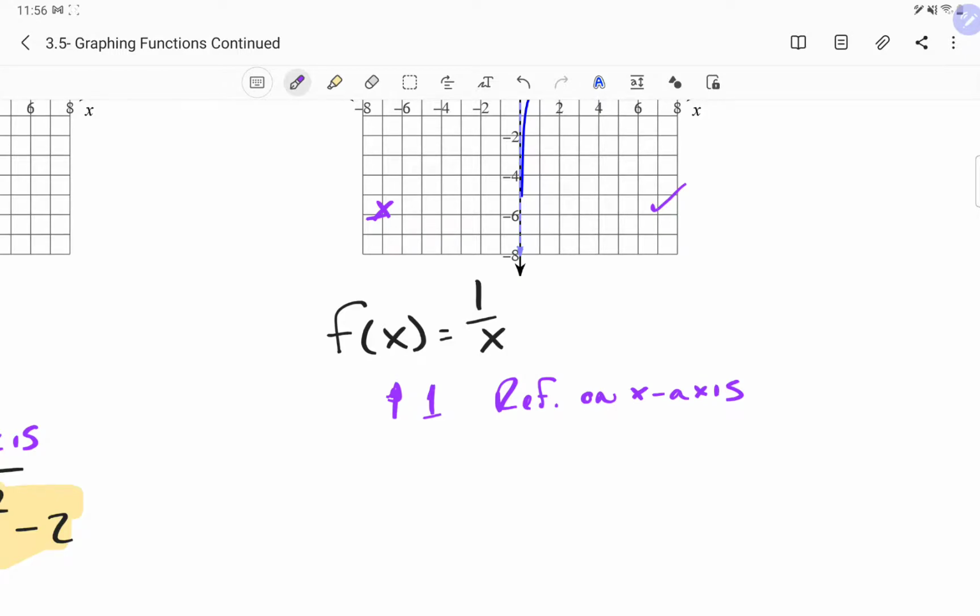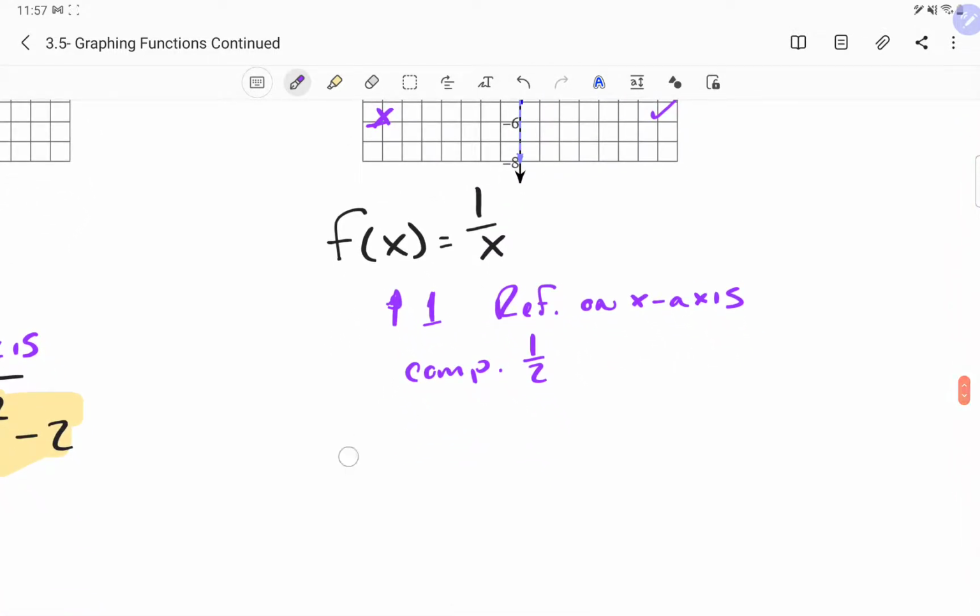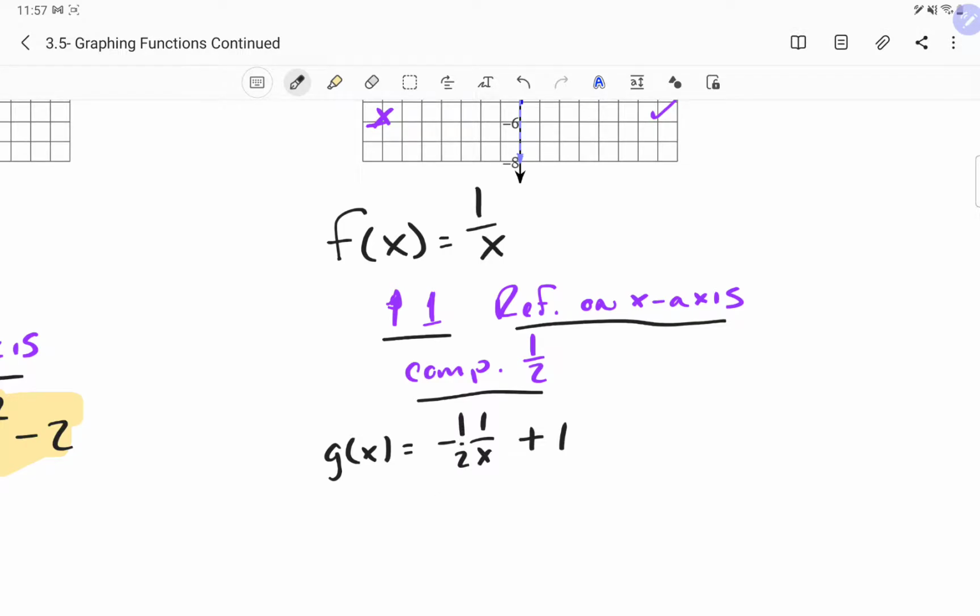So it's a compression of a factor of about 1/2. So in other words, we're multiplying the entire function by 1/2. Okay. So when we write our function, we've got g of x is equal to, okay, up 1, that affects the outside, so we've got 1 over x, so we'll write it like this. Up 1 would be plus 1 on the outside. Reflection on the x-axis, that's a negative on the outside of the function. And then a compression of 1/2 is going to multiply this function by 1/2.